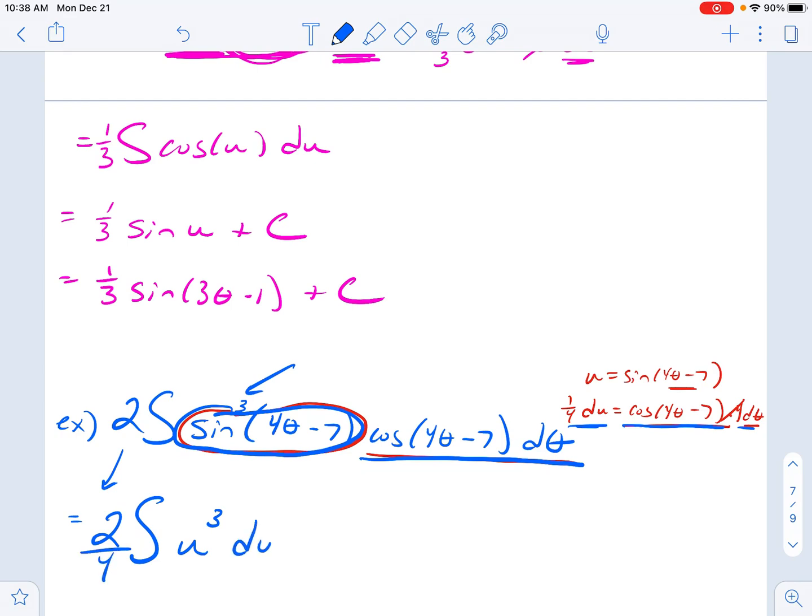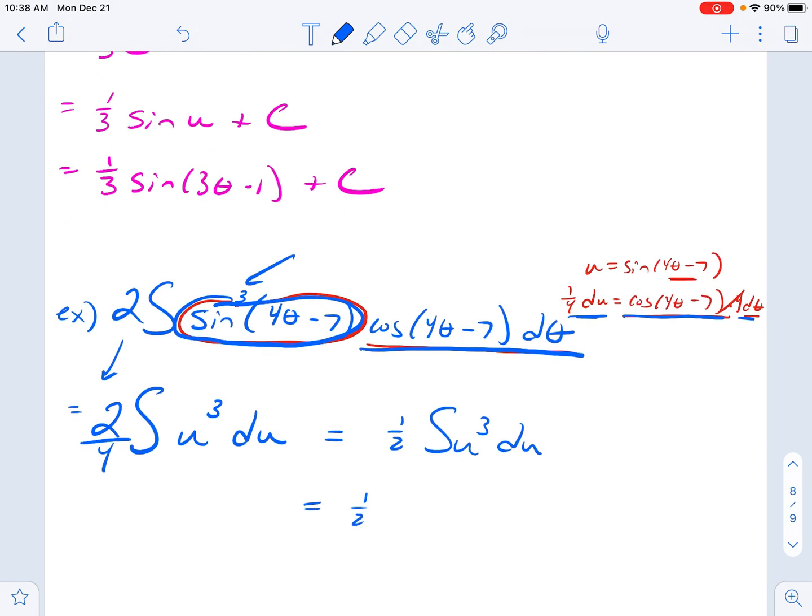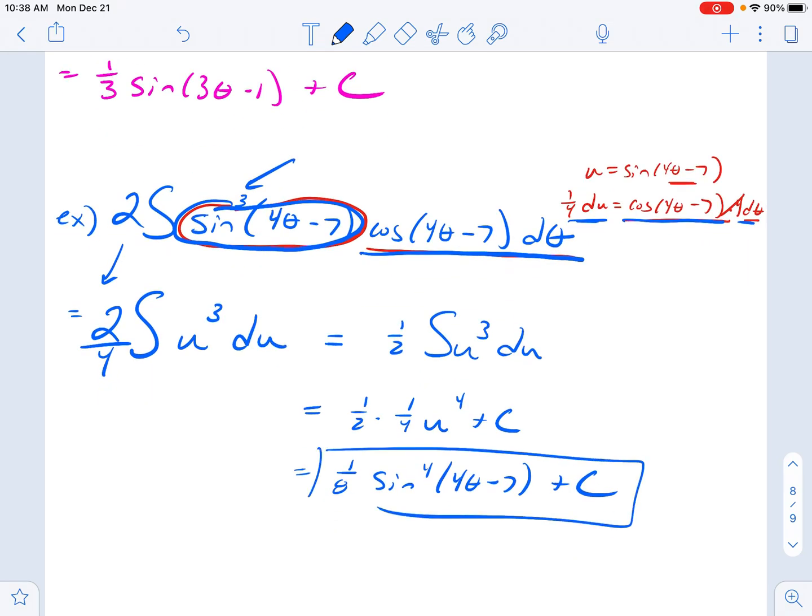So I'm going to put the 1/4 out front, and I can make that a 1/2 out front if I want to clean it up a little bit. And so here 1/2 times 1/4 u to the 4th, 1/8 of sine to the 4th of 4 theta minus 7 plus c.